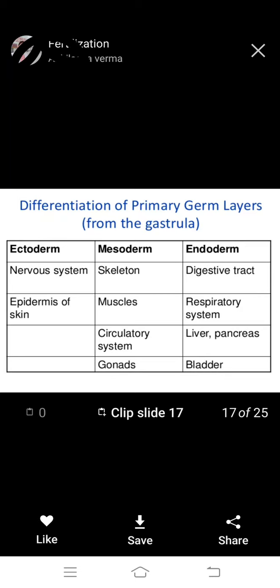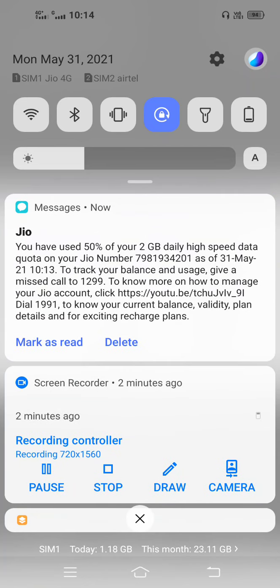Ectoderm forms the nervous system and epidermis. Epidermis means skin formation. Mesoderm forms the skeleton, like bones, muscles, the circulatory system and gonads, which are very important. Endoderm forms the digestive tract, and very importantly the respiratory system, liver, pancreas, bladder and gallbladder, like some of the digestive tract. You know the digestive tract, it is easy to identify.